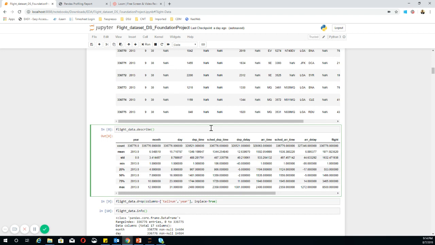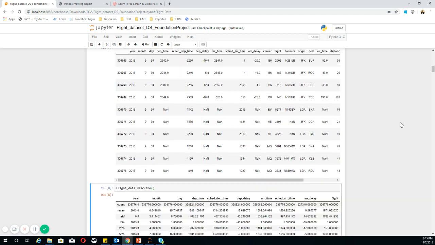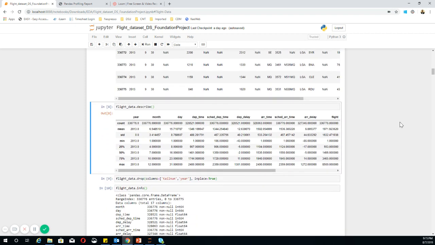I used the command describe to see how the values vary for each attribute. From this we can say that the year is quite constant, so I dropped this field. I also dropped the tail number because that is nothing but the flight number. As part of this analysis, I believe this number might not be useful for me at all, so I dropped these two particular fields.